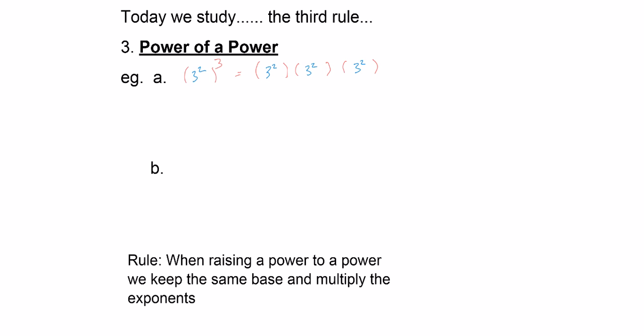Based on the multiplication rule, if you think about it, these are all just multiplications. So what this really means is that we have 3 to the power of 2 plus 2 plus 2, which is equal to 3 to the 6, which calculates to 729.